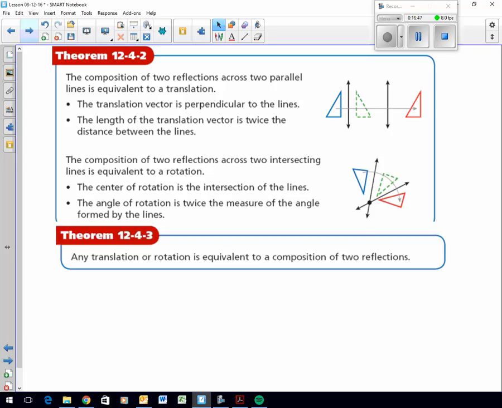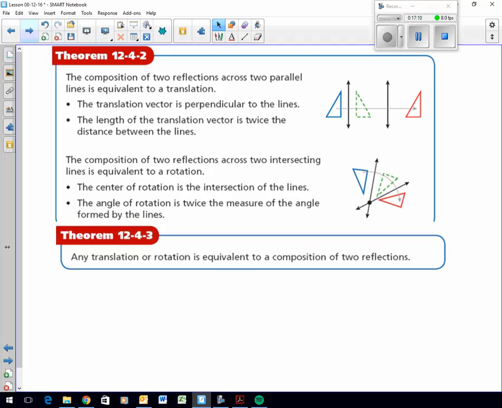Write this down. Composition of two reflections across two parallel lines is equivalent to a translation. Blue triangle gets reflected to the green triangle, and the green triangle gets reflected to the red triangle. That would be the same thing as if I just translated the blue triangle to the red triangle.